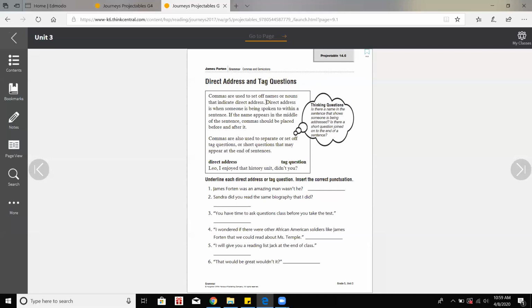Okay, so it refers to your second person. Who is the person you are speaking to directly? So if you have the name of that person, then you have to set off the name from the rest of the sentence using a comma.